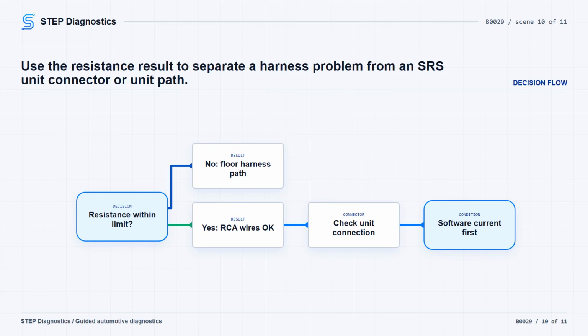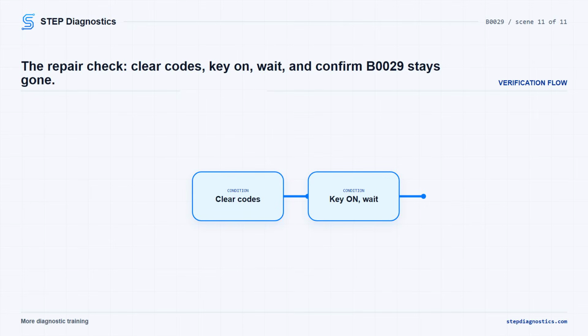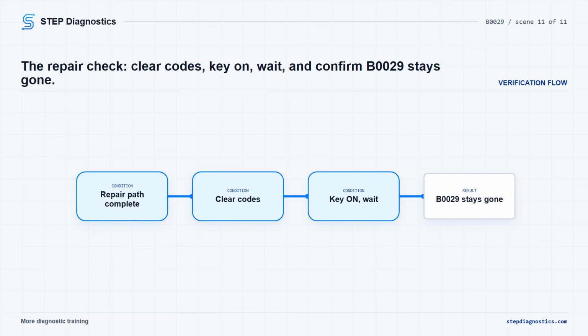If the measurement is not 0 ohm or less, the path points to an open or increased resistance in the floor wire harness, and replacement of the floor wire harness is supported. Keep verification separate from the fault isolation. After the supported repair path is completed, clear the DTCs with the HDS. Turn the ignition switch to ON (II), wait for 10 seconds, and confirm B0029-13 stays gone.